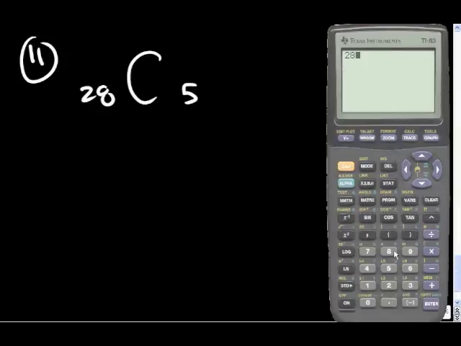Take 28, look for your combination key, hit enter, and we find that there's 98,280 arrangements of 5 people taken from a pool of 28.